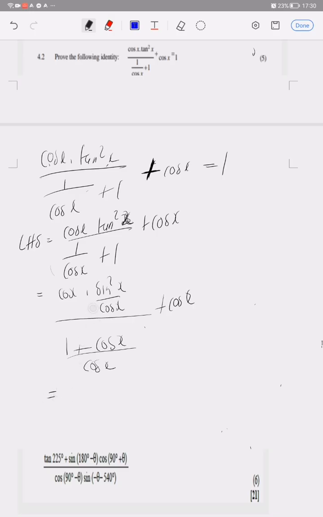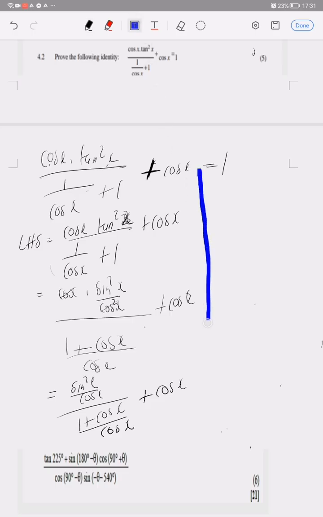So we have, remember, this is a squared, right? So this cos x will cancel this one, so I'll be left with sine squared x over cos x over 1 plus cos x over cos x, plus a cos x. Does that make sense? Yes, I hope it does.